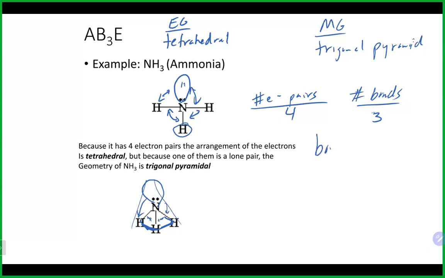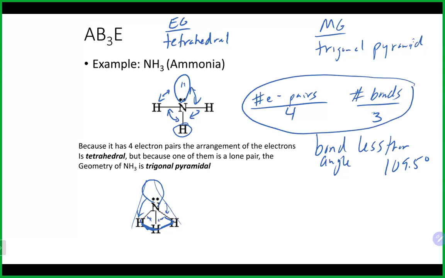Bond angle here is less than 109.5 degrees. That's like 107-ish probably or so in the NH3 arrangement. Now, this is a good point to talk about this situation here with 4 electron pairs and 3 bonds. The molecular geometry name is trigonal pyramid.